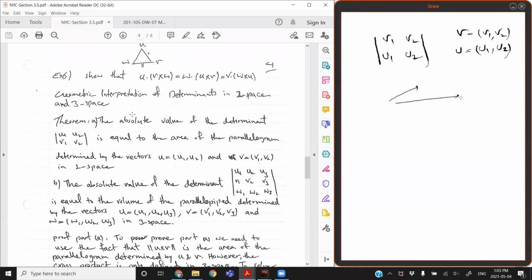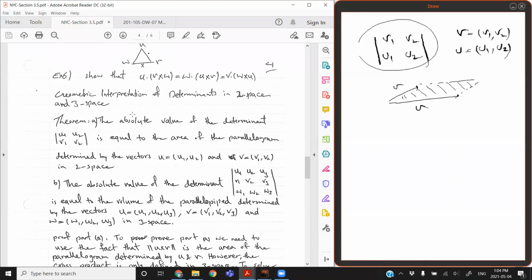They form a parallelogram. Let's say this is V and this is U. They form a parallelogram. I'm going to show you that this determinant, actually the absolute value of this determinant, is going to be the same as the area of the parallelogram determined by these two vectors in R2.